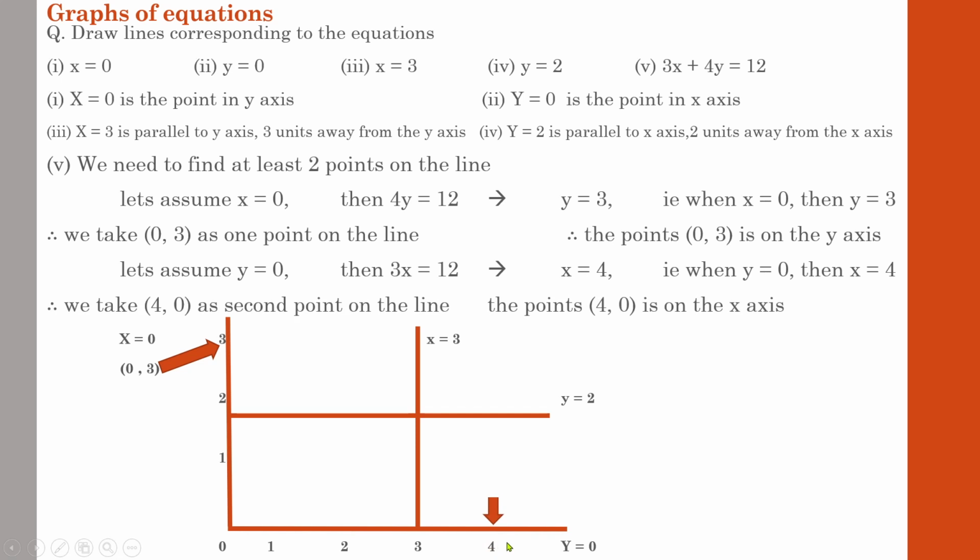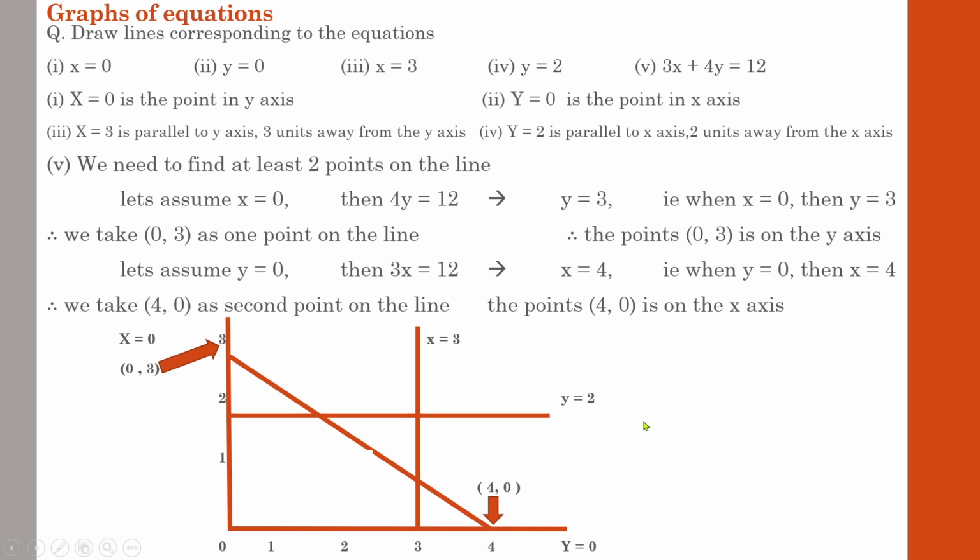So the point is 4 on the x-axis. It is written as (4, 0) because the value of x is 4, y is 0. This is how you represent 2 points x and y in a graph. So we have got 2 points, one on the y-axis, another on the x-axis. So next step is to connect these 2 points using a straight line. So once you connect these 2 points, you will get a line touching point 3 and point 4. So this is the meaning of this equation 3x plus 4y equal to 12.